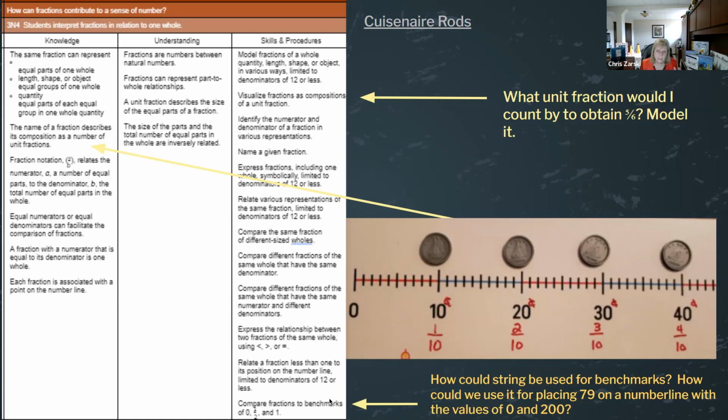Now, if I wanted to go one step further, how could that notion that I just did of paper folding help me if I gave you a piece of string and I said, I want you to put the number 79 on if your string goes from 0 to 200? They should be able to transfer that learning that they just did or have done in the past.